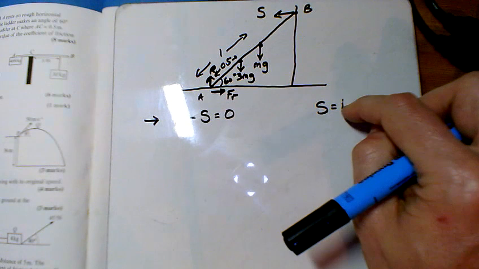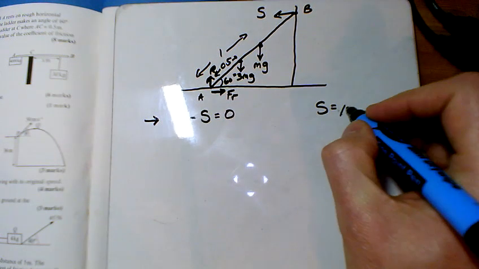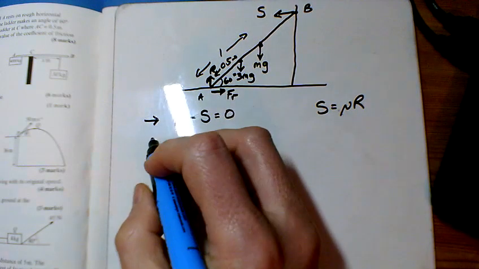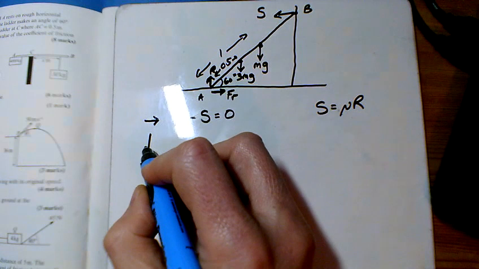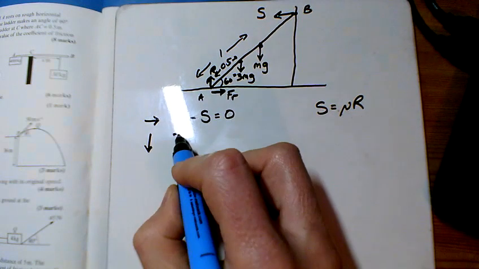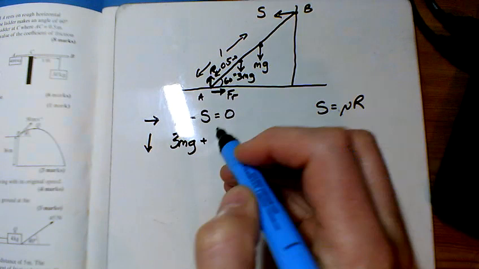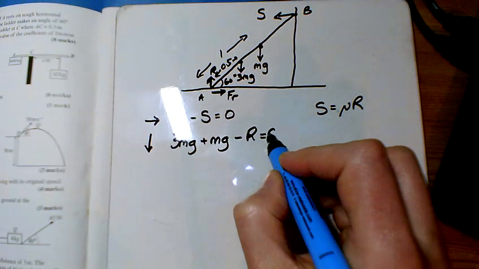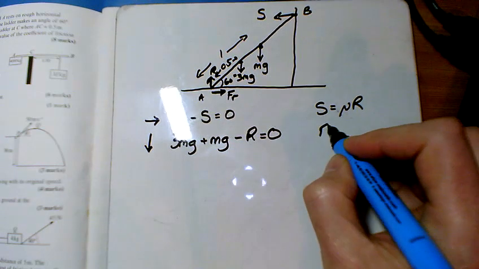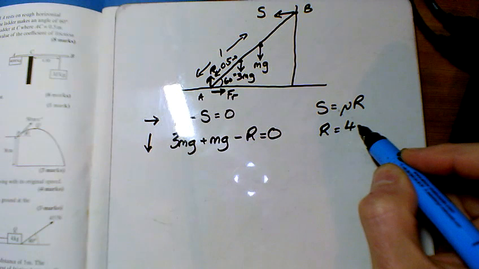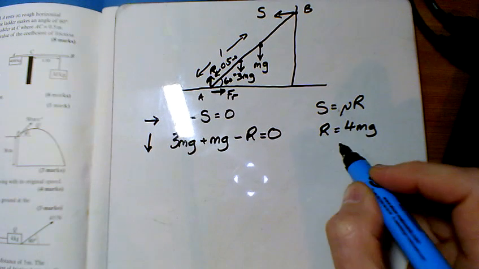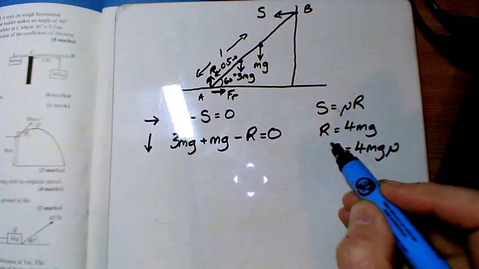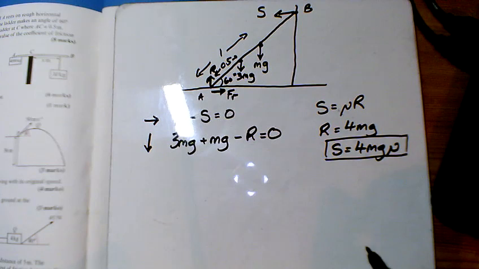Oh, actually, no, we can go again. That the friction is equal to mu R as well, isn't it? So we can put that in there. And it is actually mu we're going to be trying to find out later, isn't it? Let's go forces down as well then. So the forces down, I've got the 3 mg, and we've got the mg minus the R, and that will equal 0. So here I've got the R is equal to 4 mg. And let's put that in there. And so S is equal to 4 mg mu. And we'll need that later, so we'll stop there.